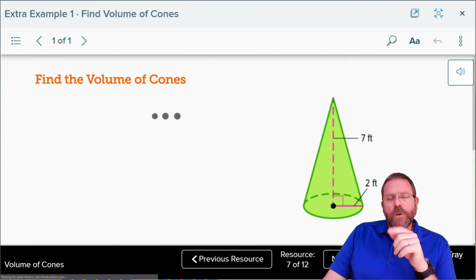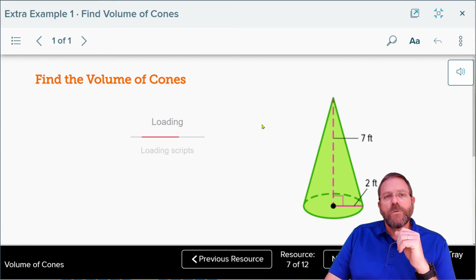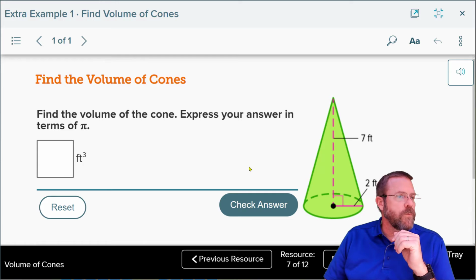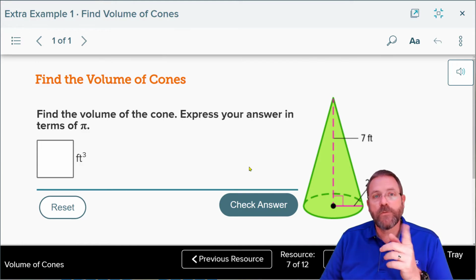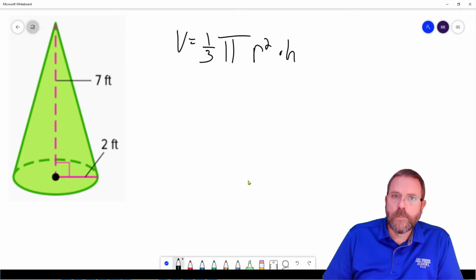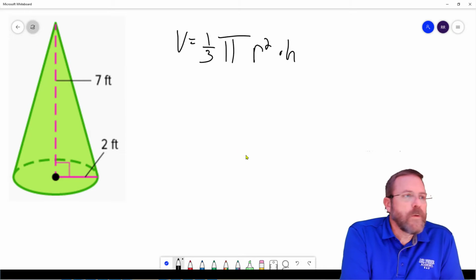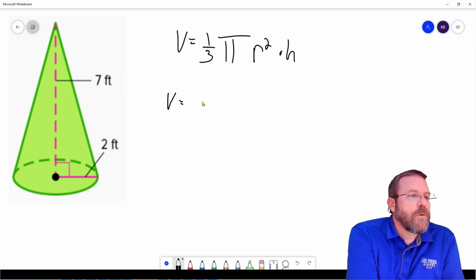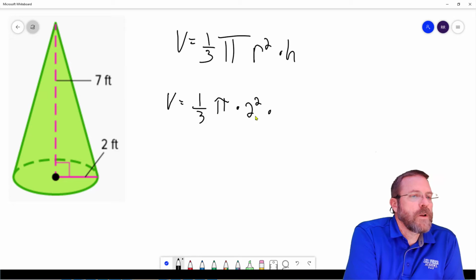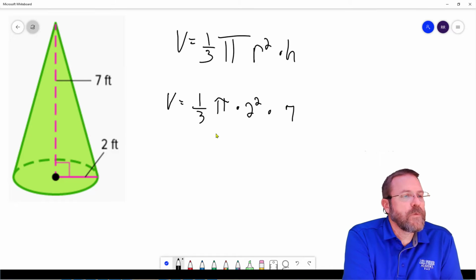Now it's your turn. Go ahead and pause the video and attempt to do extra example number 1 on your own. It should be pretty straightforward, I think. They want your answer in terms of pi. Solve the problem. First thing I did is wrote my formula. I'm going to plug in what I know. Volume is equal to 1/3. They said to do it in terms of pi, so we're just going to put pi. The radius right here is 2, so that's times 2 squared. And the height right here is 7, times 7.